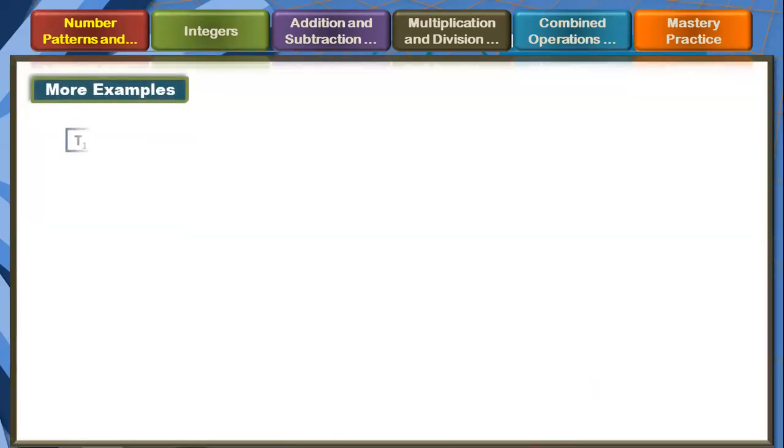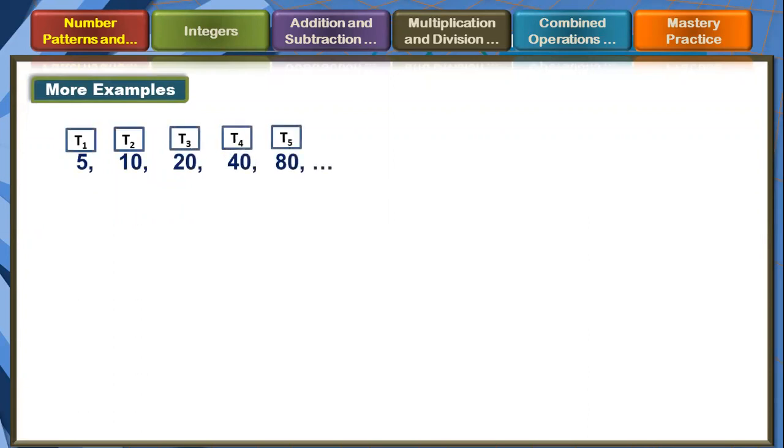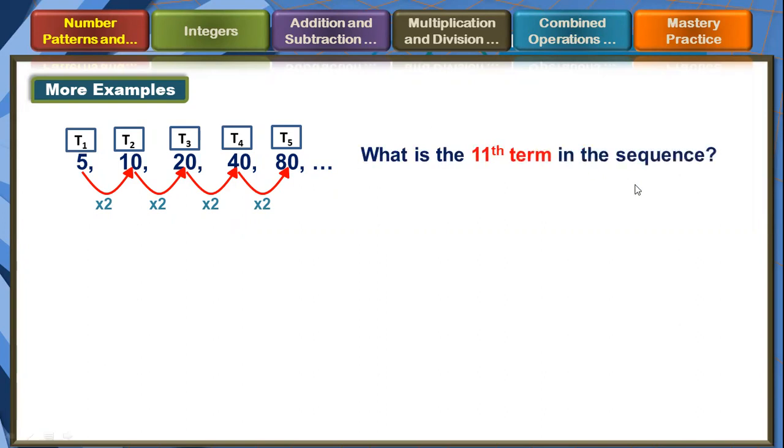Let's have more examples. So we have here T sub 1, we have 5, T sub 2, we have 10, T sub 3, we have 20, T sub 4, we have 40, and T sub 5, we have 80. So to go to 10, we have to multiply 5 by 2. Same thing here, times 2 again, times 2 again, and another times 2. So how do we find the number pattern? And what is the 11th term in the sequence?